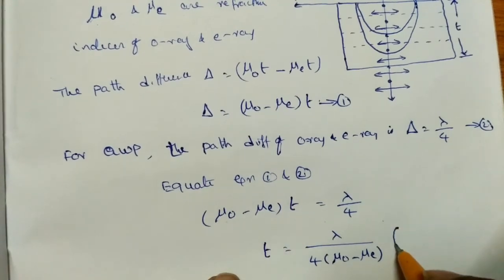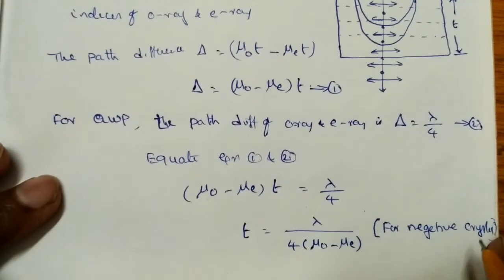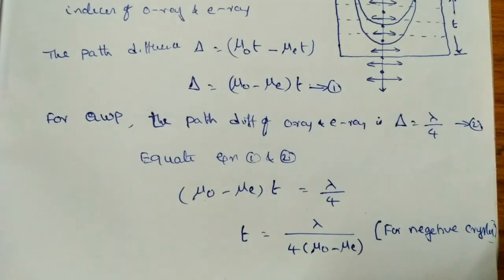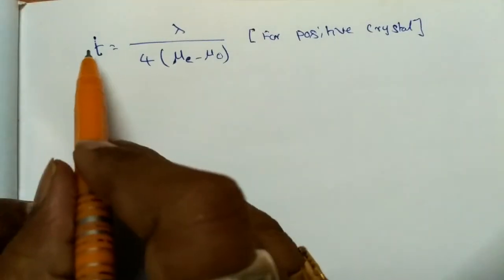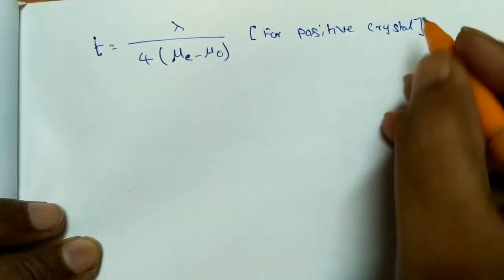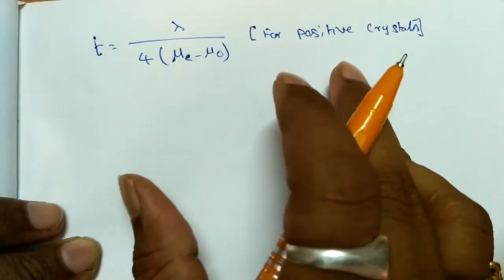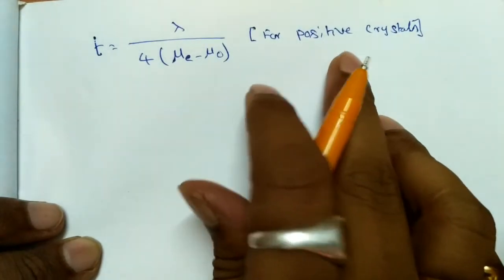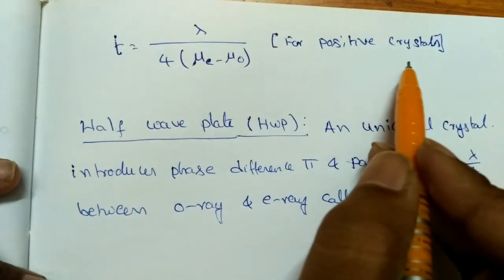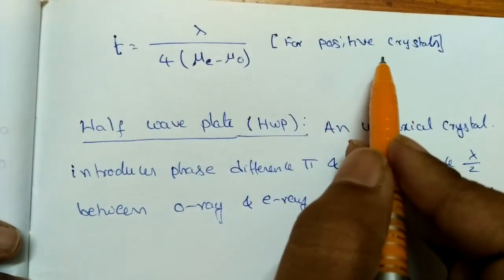This equation is for a negative crystal. The example of a negative crystal is calcite. This equation holds good for negative crystals. For positive crystals, t is equal to lambda by 4 into mu E minus mu O. The best example is the quartz crystal, which is positive. This quarter wave plate is used to produce circular or elliptical polarized light.